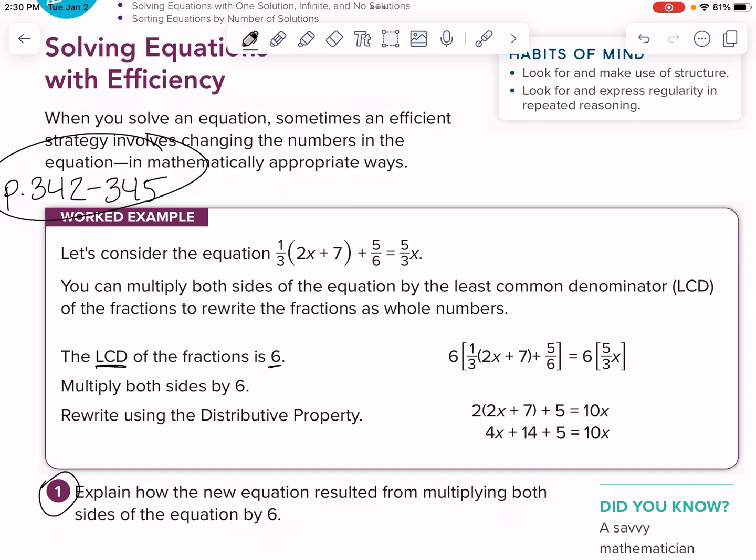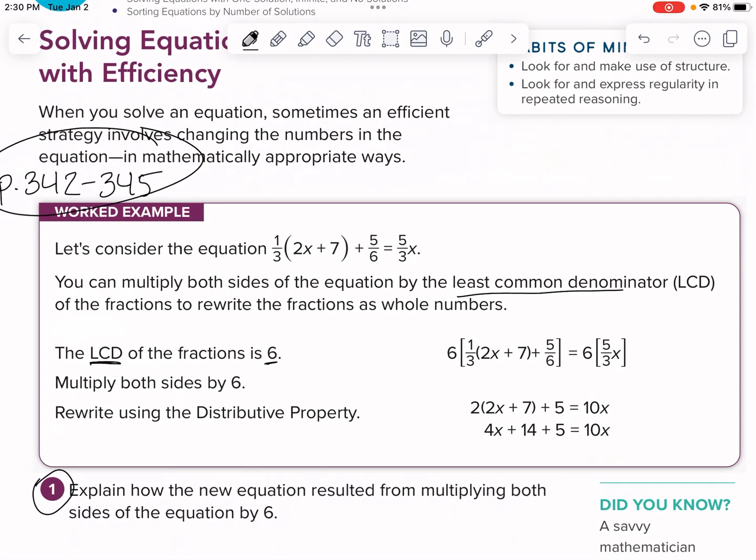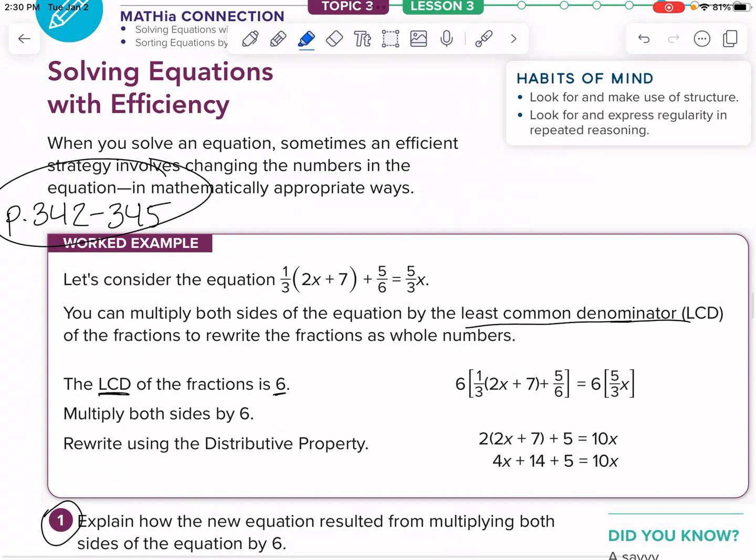The LCD is the least common denominator. So what it means is, as you can see in our denominators of our fractions, we have 3, 6, and 3. If you list out multiples of that, multiples of 3 are 3, 6, 9, 12. And for 6, that is 6, 12, 18, and so on. The one that's the least common multiple, or the least common denominator, the one that they both share, is 6.